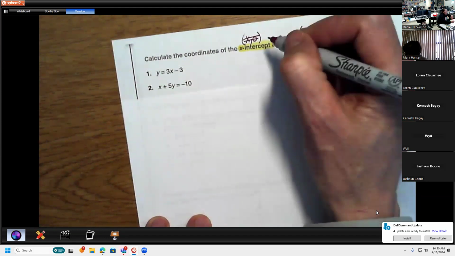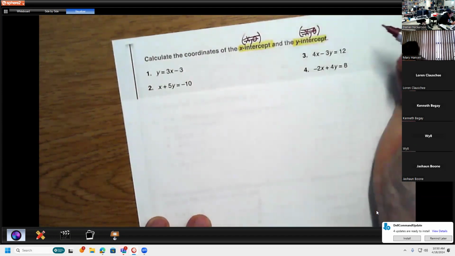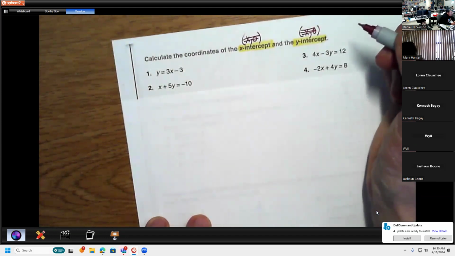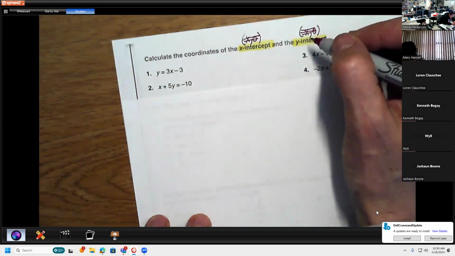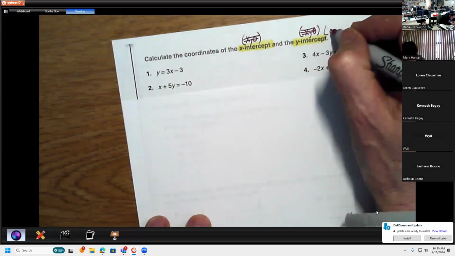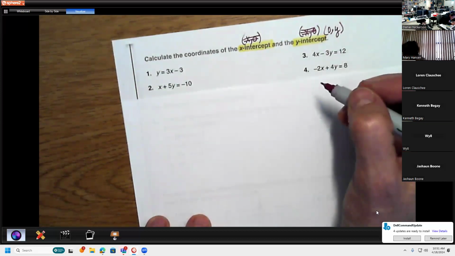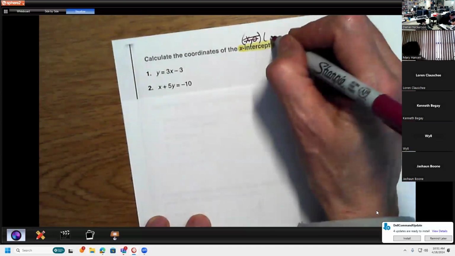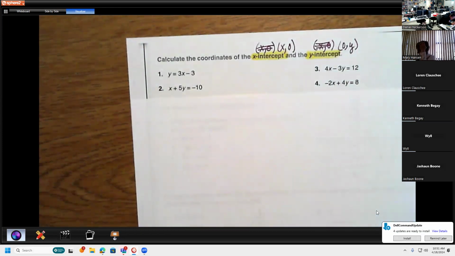And the y, I just rewrote the same thing. What am I doing? I'm having a moment. This should be a teacher moment. Yes. This should be 0 and some y value. And this should be x and then 0. Having a moment there, a brain moment.